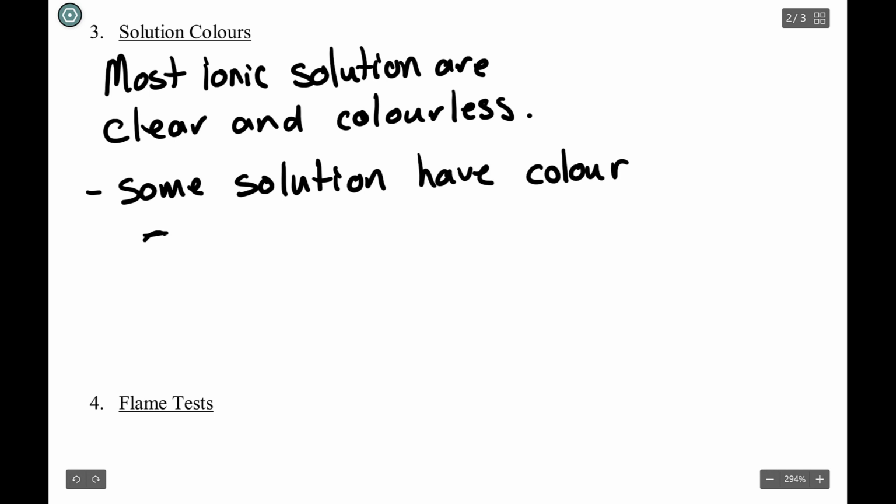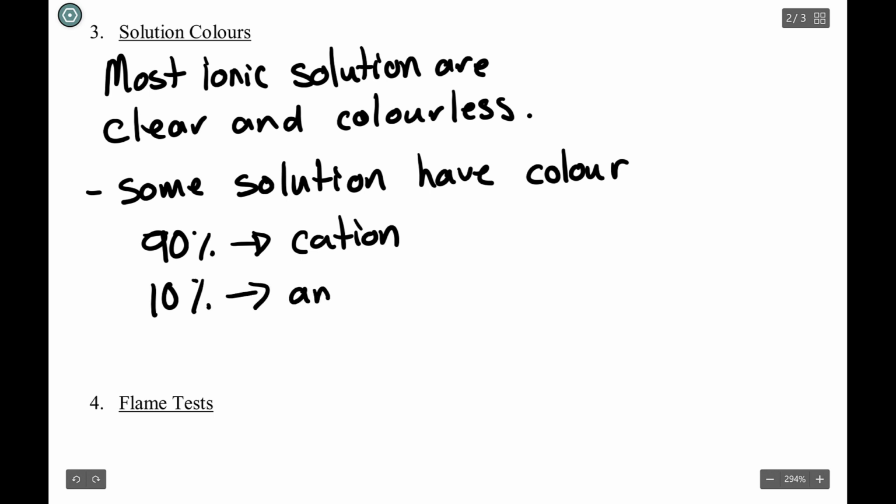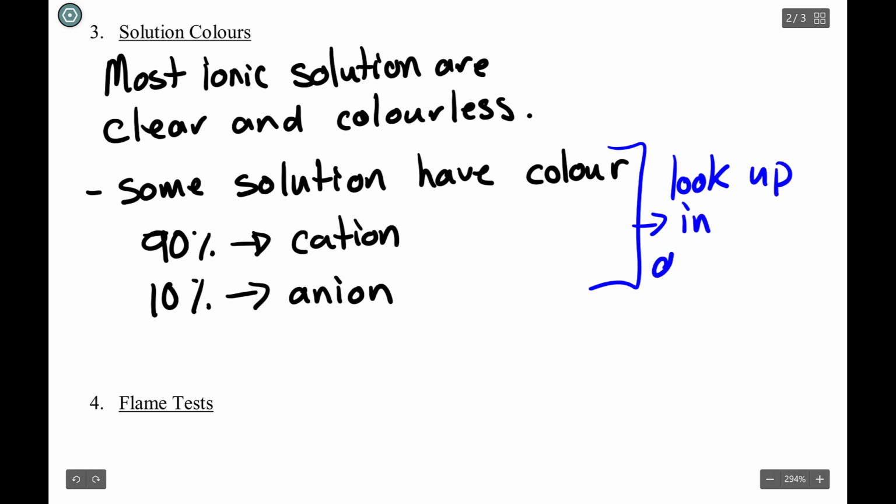And about 90% of the ones that do have color, the color comes from the cation. And about 10% of the time, the color comes from the anion. And you can look these up. This is not something you need to have memorized. So let's go to the data book and have a look at where these are.